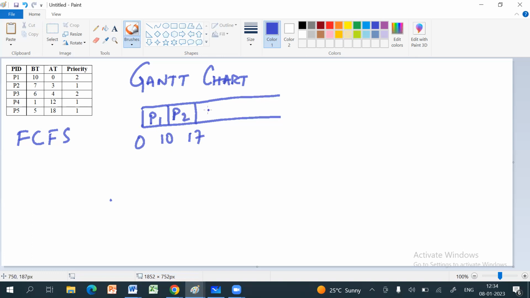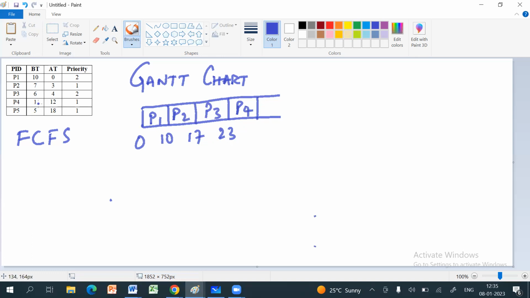After P2, P3 will be scheduled because that was next in line. P3 has a burst time of 6, so P3 will execute from 17 plus 6, that is 23. Now the current time is 23. In the meantime, P4 and P5 have also arrived, at 12 and 18. But P4 arrived before P5, so P4 will be scheduled first here.